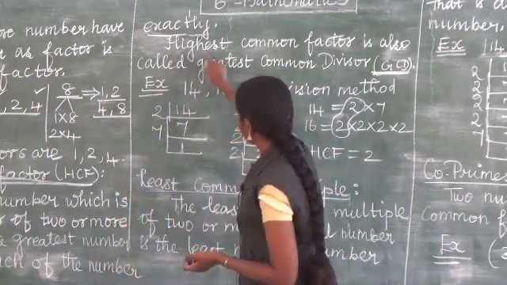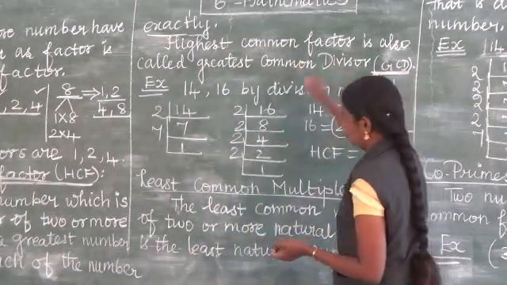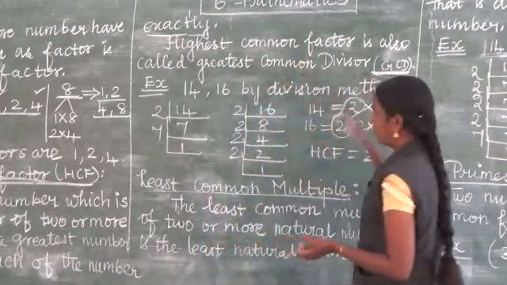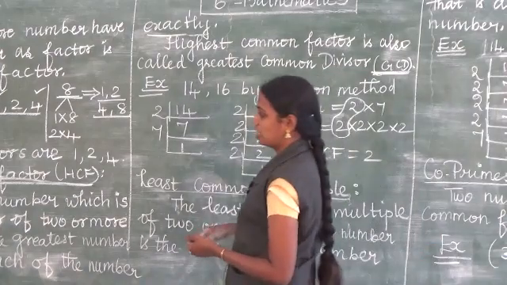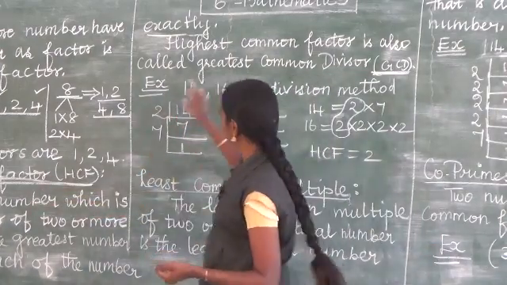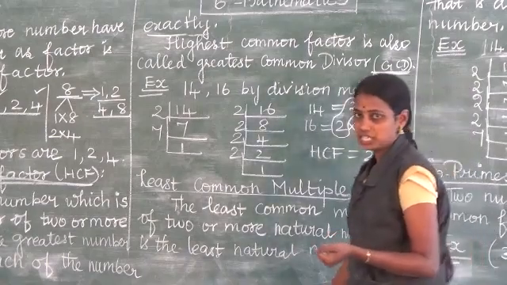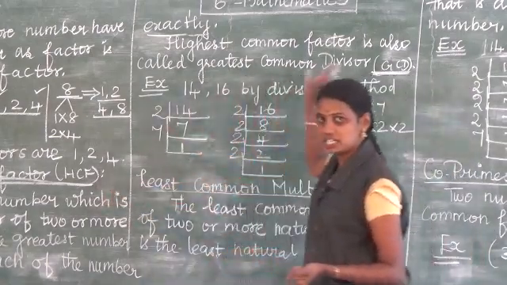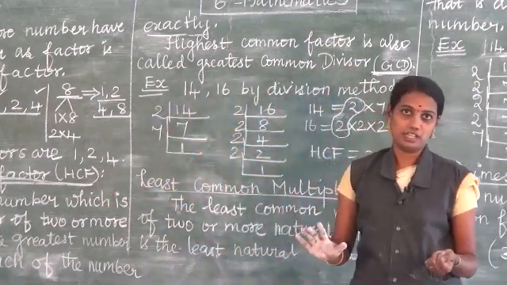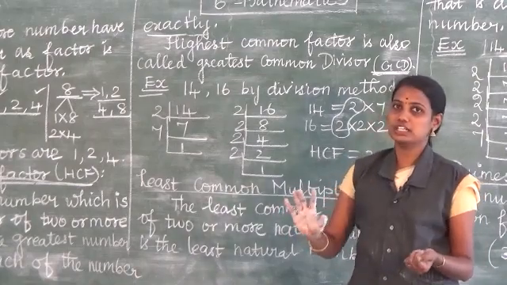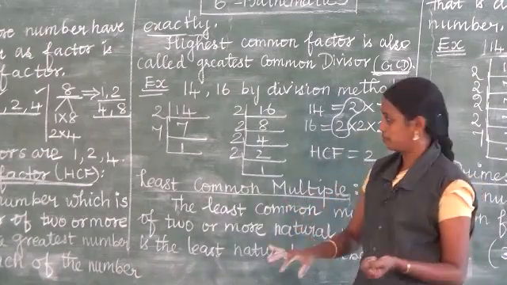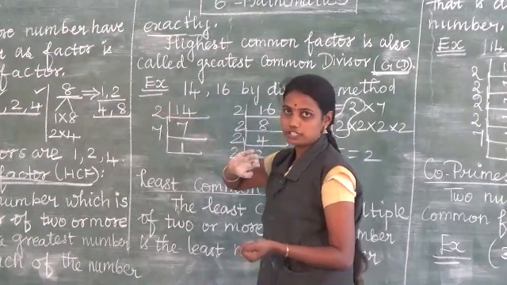The next point, the highest common factor is also called the greatest common divisor. The other name of the highest common factor is greatest common divisor, which means GCD. HCF and GCD have the same meaning, so don't get confused. Now I am going for the example.